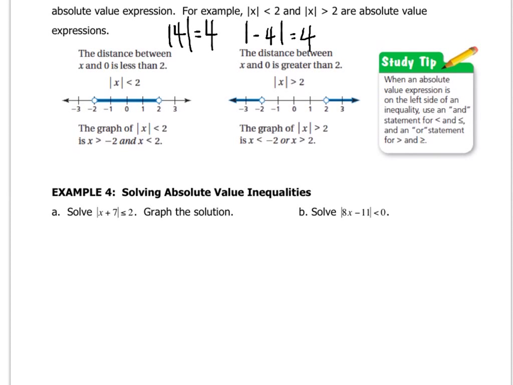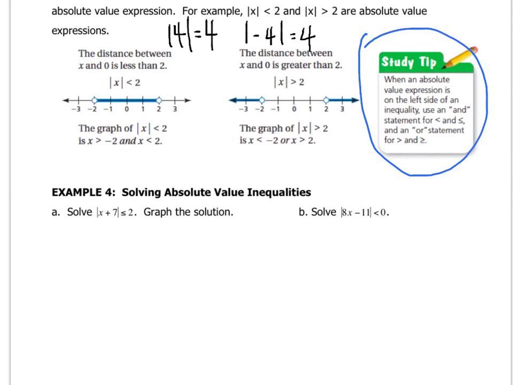And there's a little tip over here that I want you to read. I'm not going to read it to you, but I do want you to look at that. It is very helpful when you're trying to figure out how to decide what your symbols are and what your word is. So let's solve example 4.